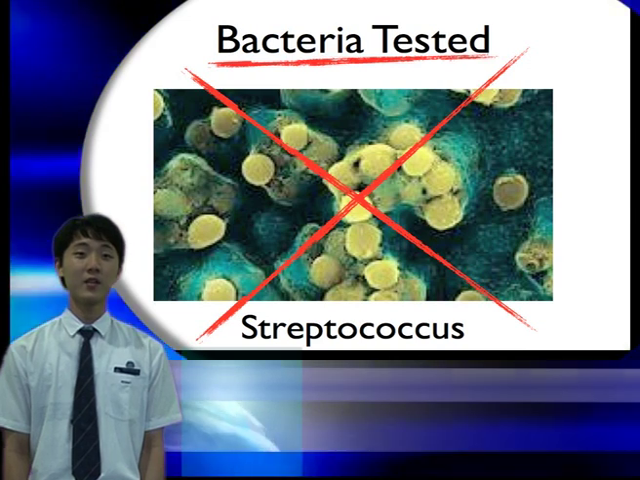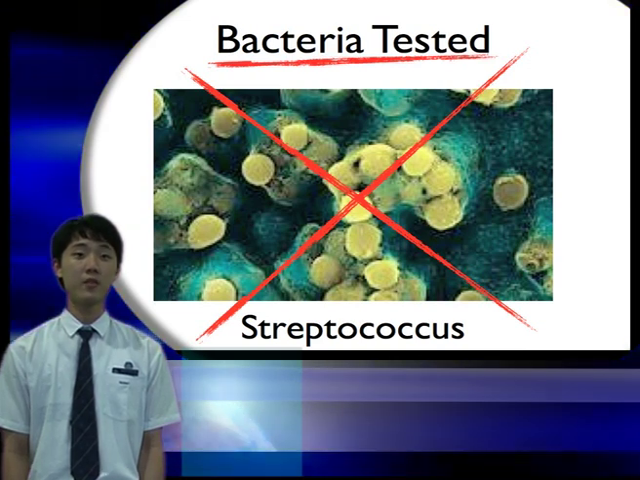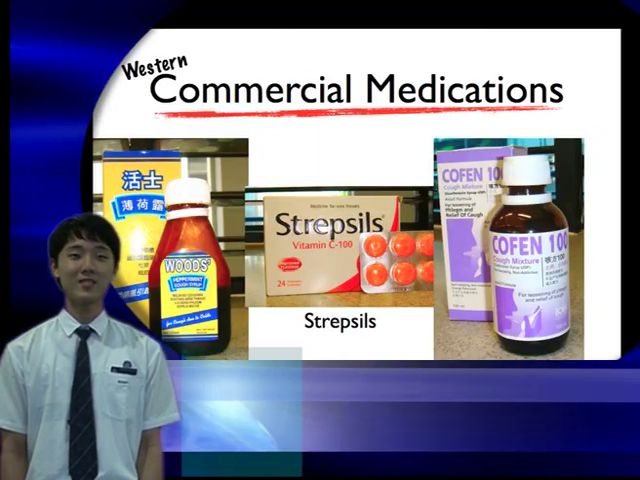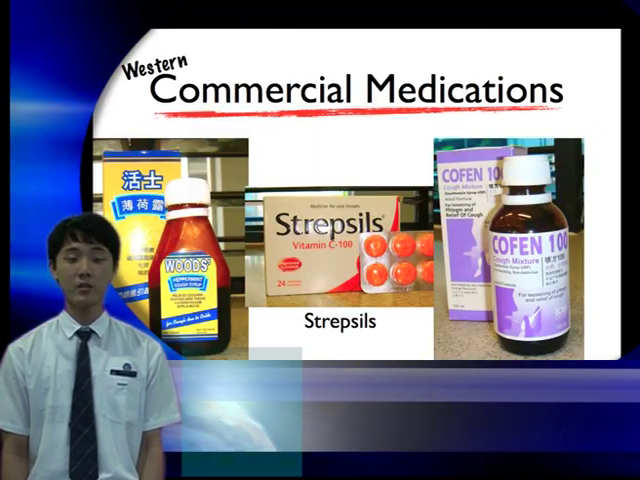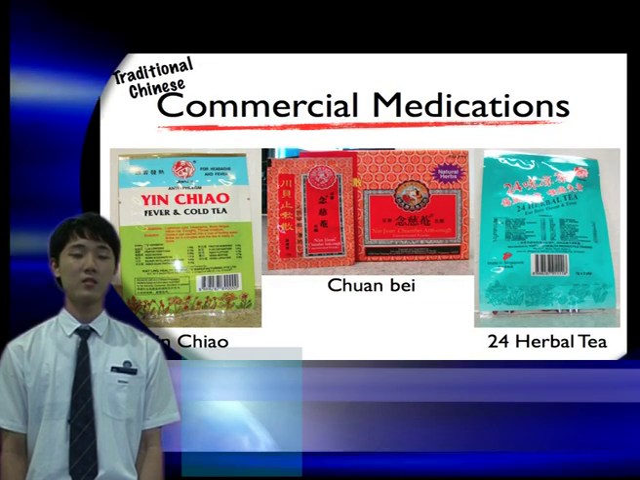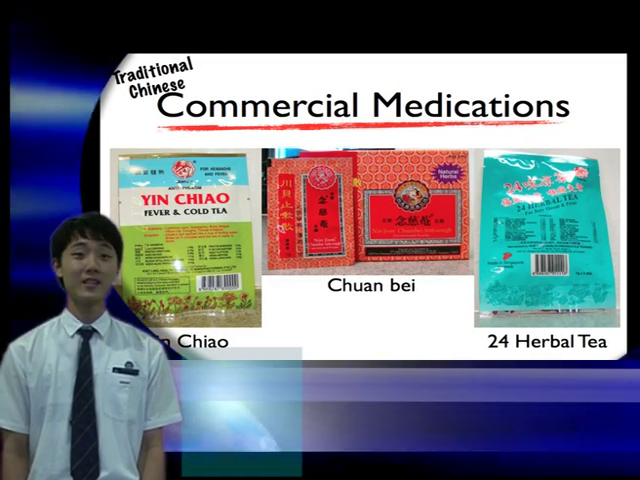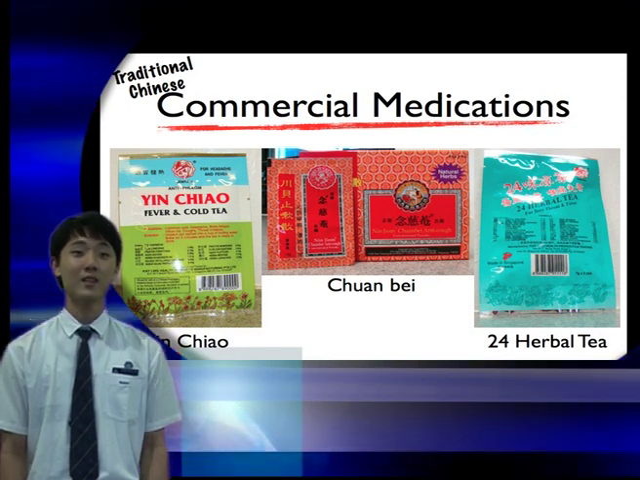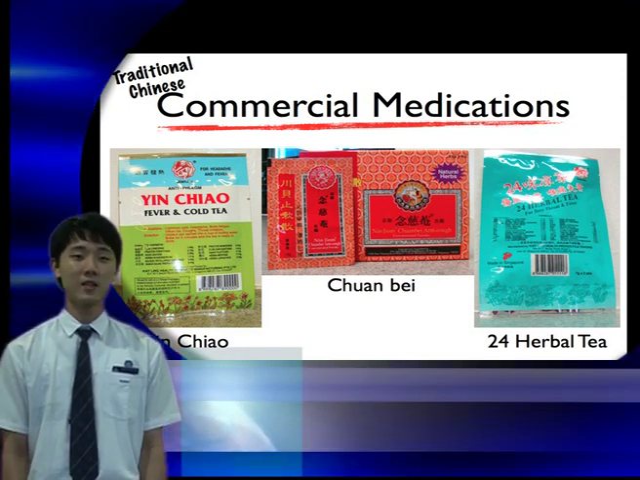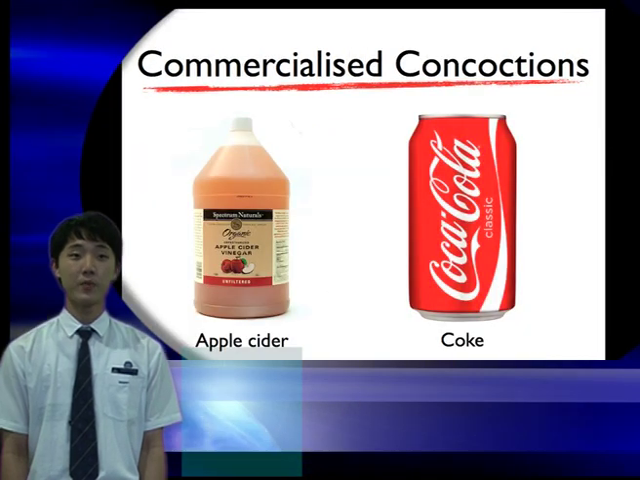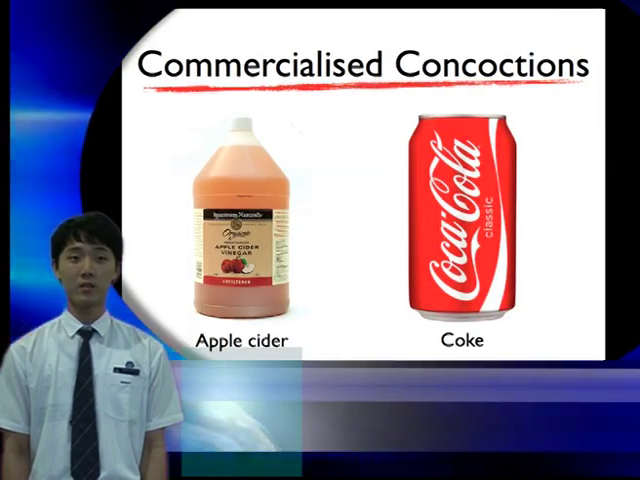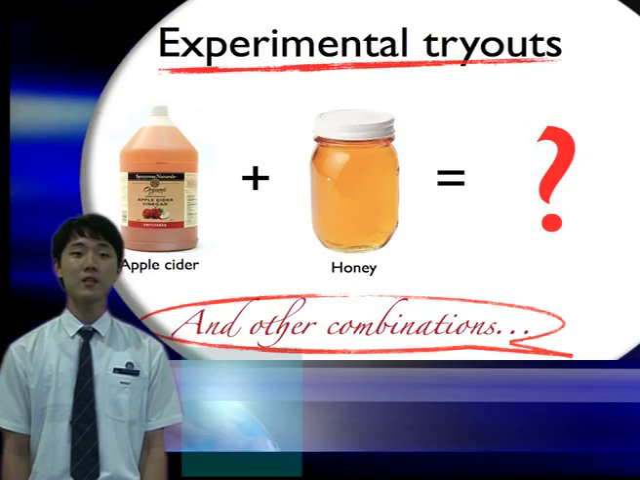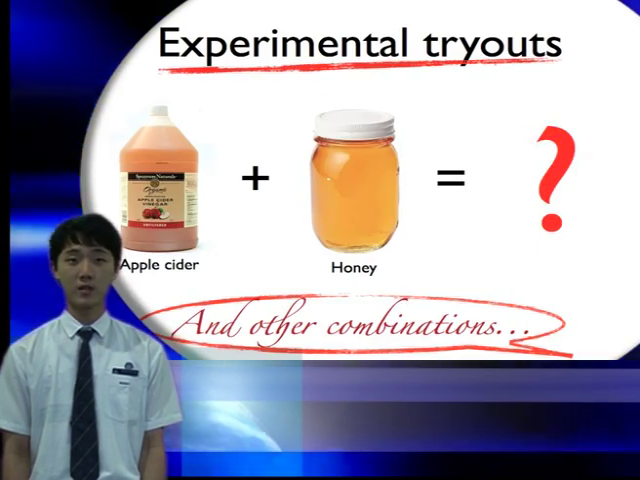Our project is called In-Vitro activity of plant extracts and commercial cough medications against S. aureus and E. coli. Commercial cough medications tested were Strepsils, Woods, Cough 100, while Chinese traditional medicine tested were Changpei, Yingqiao, and 24. Some examples of natural products are apple cider and honey, which are all tested for their antibacterial activities. Different commercial cough medications and herbal teas were tested for their antibacterial efficacy, and results were compared to the antibacterial results obtained from the natural product extracts.